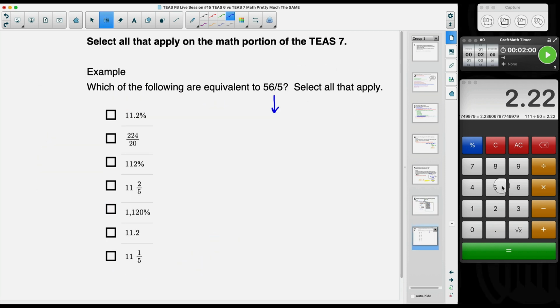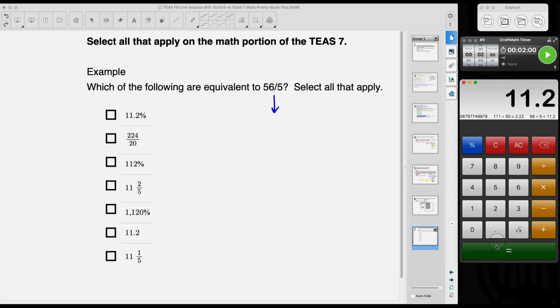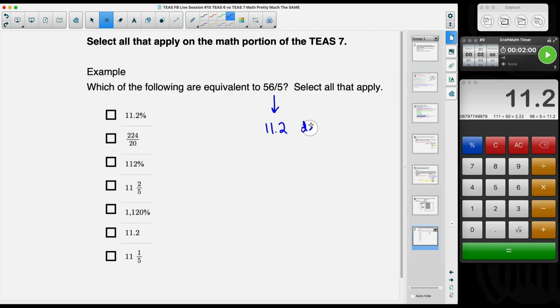But let's take 56. Let's divide it by 5. So the decimal form, 56 divided by 5 is 11.2. Now, that is not 11.2%. 11.2 and 11.2% are two completely different numbers. But since 56 divided by 5 is 11.2, I'm definitely going to check that one.